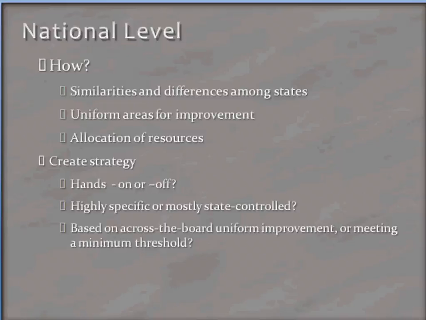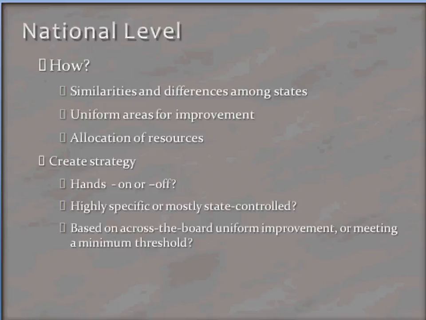They can create this strategy along a number of parameters. For example, they can determine whether to be hands-on, that is, actively becoming involved with organizations that help schools or being involved with schools themselves, or hands-off, simply giving money to the schools to figure out how to determine what to do with their school systems best.